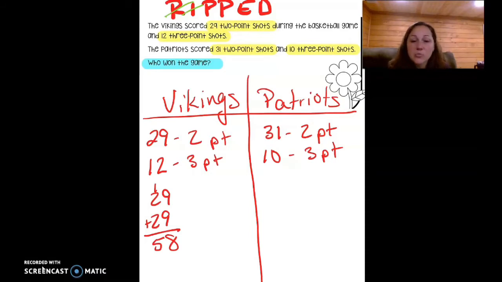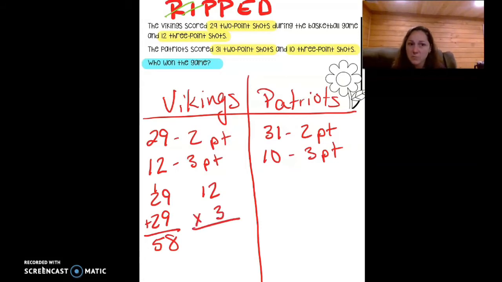And now I've got 12 3-point shots. Now, I could do that as repeated addition, and I could say 12 plus 12 plus 12. I could multiply 12 times 3. Okay, I might go, I don't know what 12 times 3 is, or I could do it in expanded form and say 10 times 3 plus 2 times 3, and then put them back together. I think we're going to go multiplication, and I think we're going to do it 12 times 3.